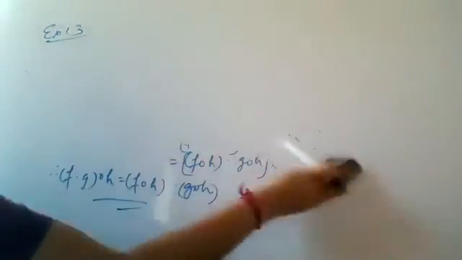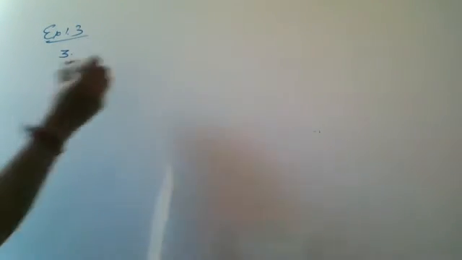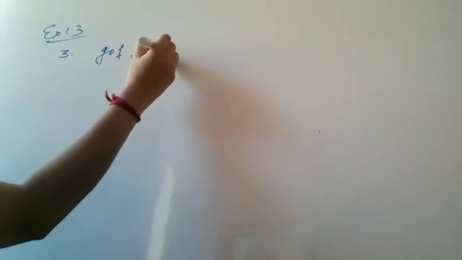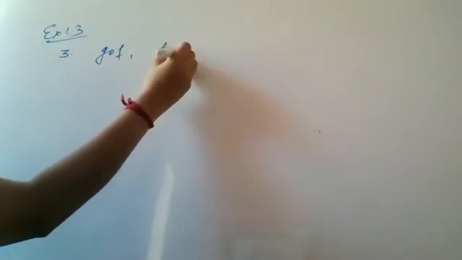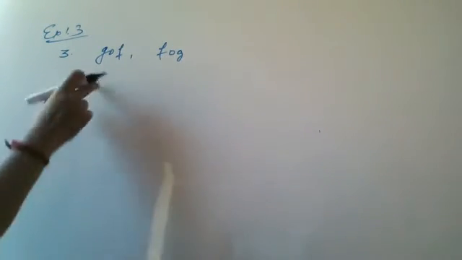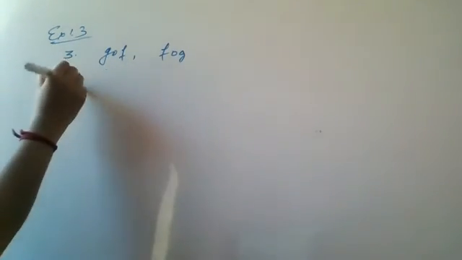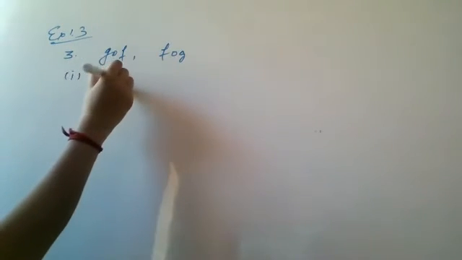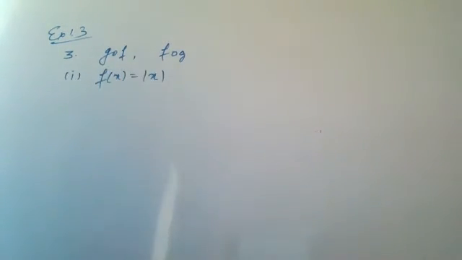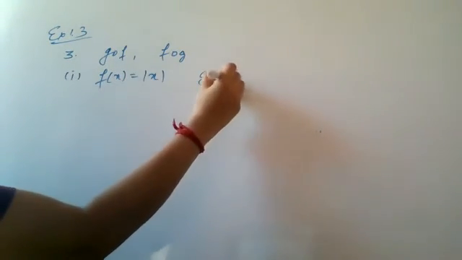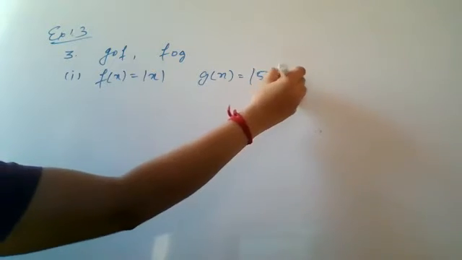Third one. Here you have to find both G composition F and F composition G. This type of problem is normally asked for 1 or 2 marks. The first subdivision is F of X is mod X and G of X is mod of 5X minus 2.